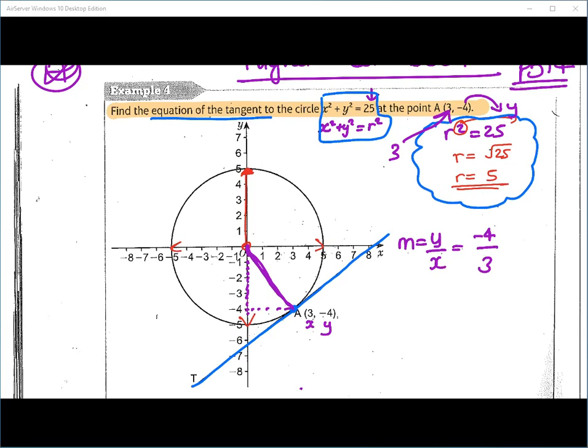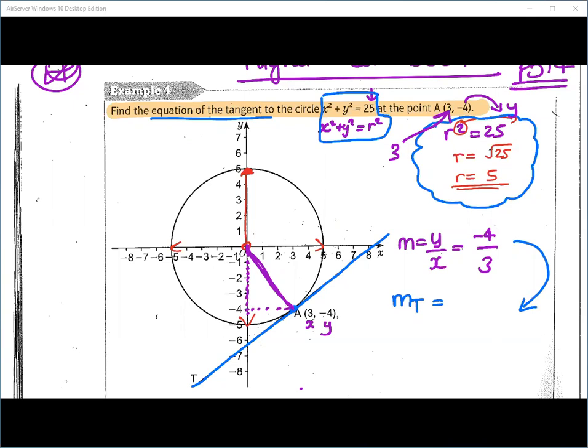So I'm looking at the gradient of the purple line. Yes, Alia? Is it okay? Looking at the gradient of the purple line, the radius, and that's -4 over 3. Now, how do I get from there to the gradient of the tangent? You use m1 times m2 equals -1. Or we could just do the little negative reciprocal. That becomes 3 over 4.